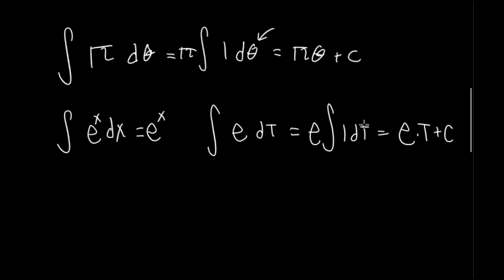So understand that you have to look out for what value is to the right of d. As we saw here, it was theta. Here it was t. In other cases, it will typically be x or y or some other value.